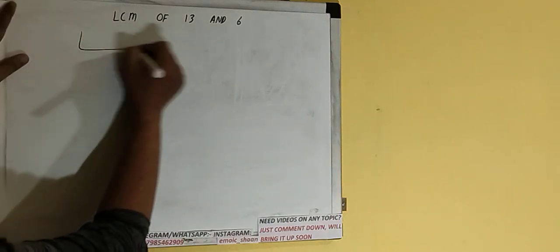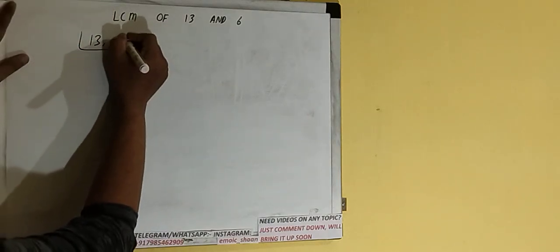Hello friends, and in this video I'll be helping you with the LCM of the number 13 and 6. So let's start. First of all, we need to write down both the numbers like this, 13, 6.